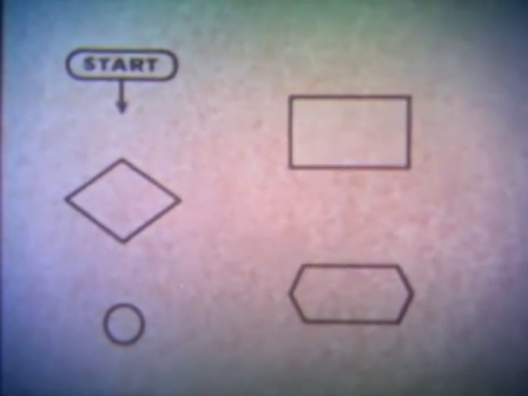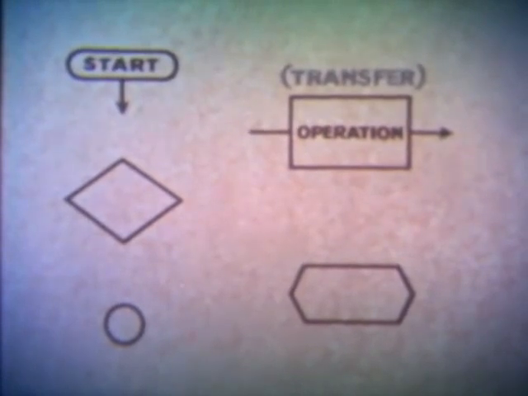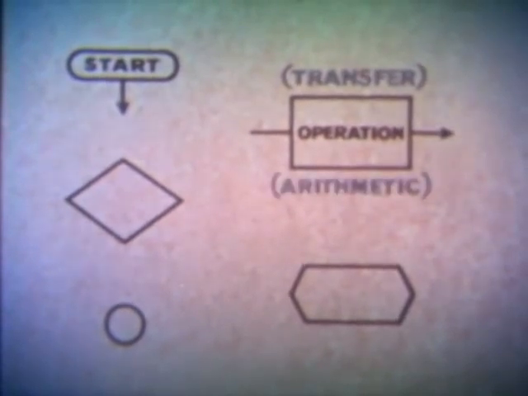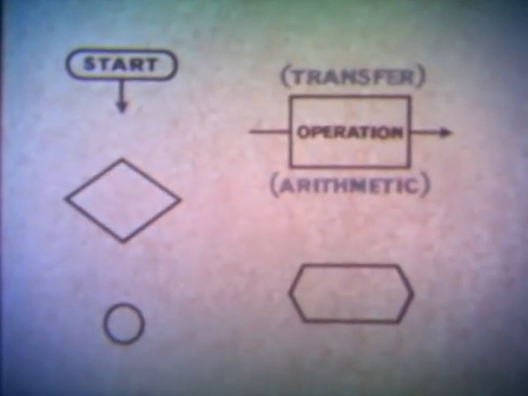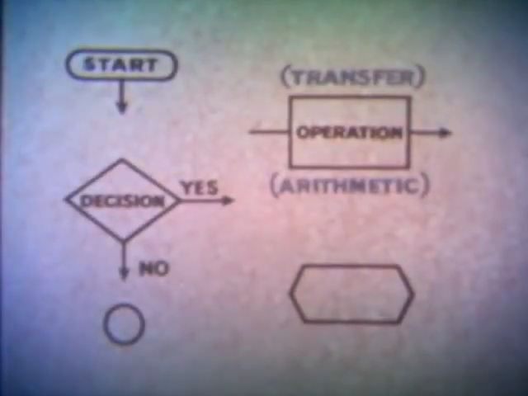The rectangle represents an operation, either a transfer, such as moving data from the storage or memory to the arithmetic unit, or the operation may be arithmetic. The diamond applies to logical operations and indicates a decision to be made, a question to be answered, yes or no. This is known as branching and may result in changes of instructions.